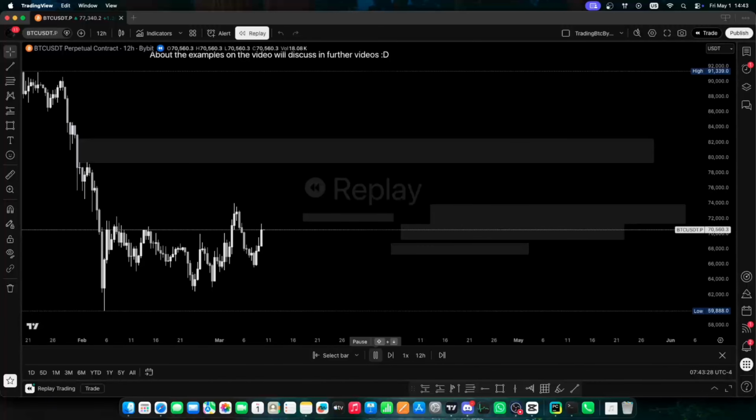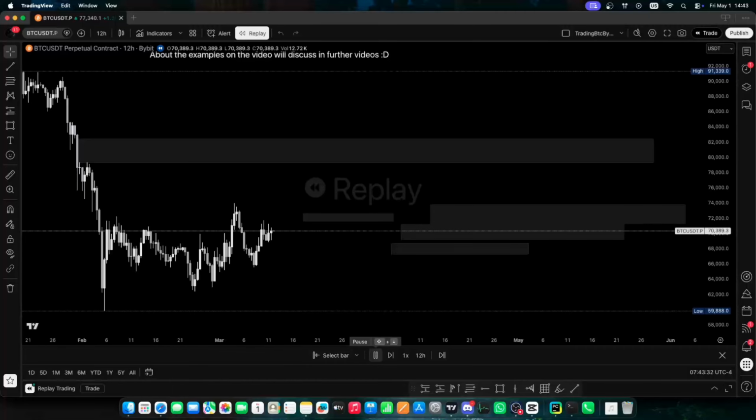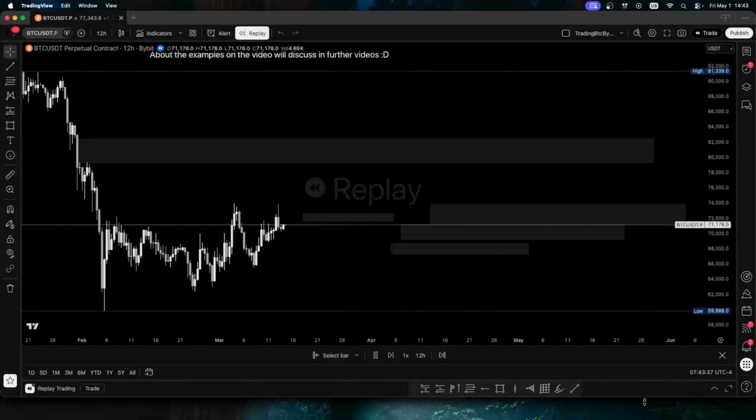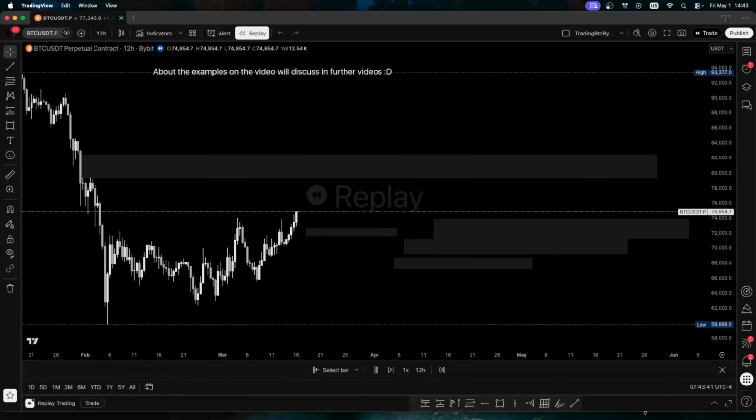The most common way traders identify an imbalance is through a three-candle structure. You have a strong impulsive candle in the middle and a gap between the high of the first candle and the low of the third candle. That gap becomes the imbalance zone.